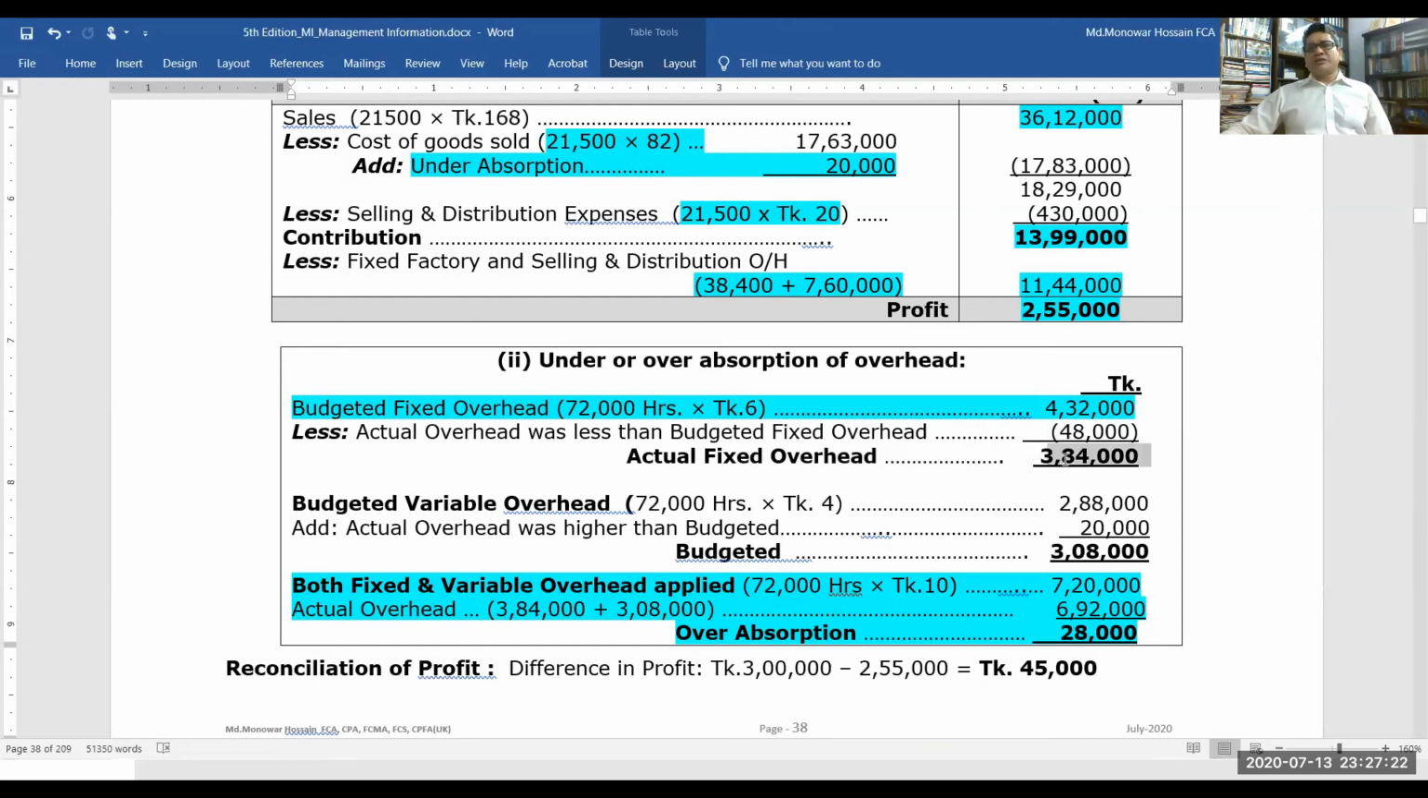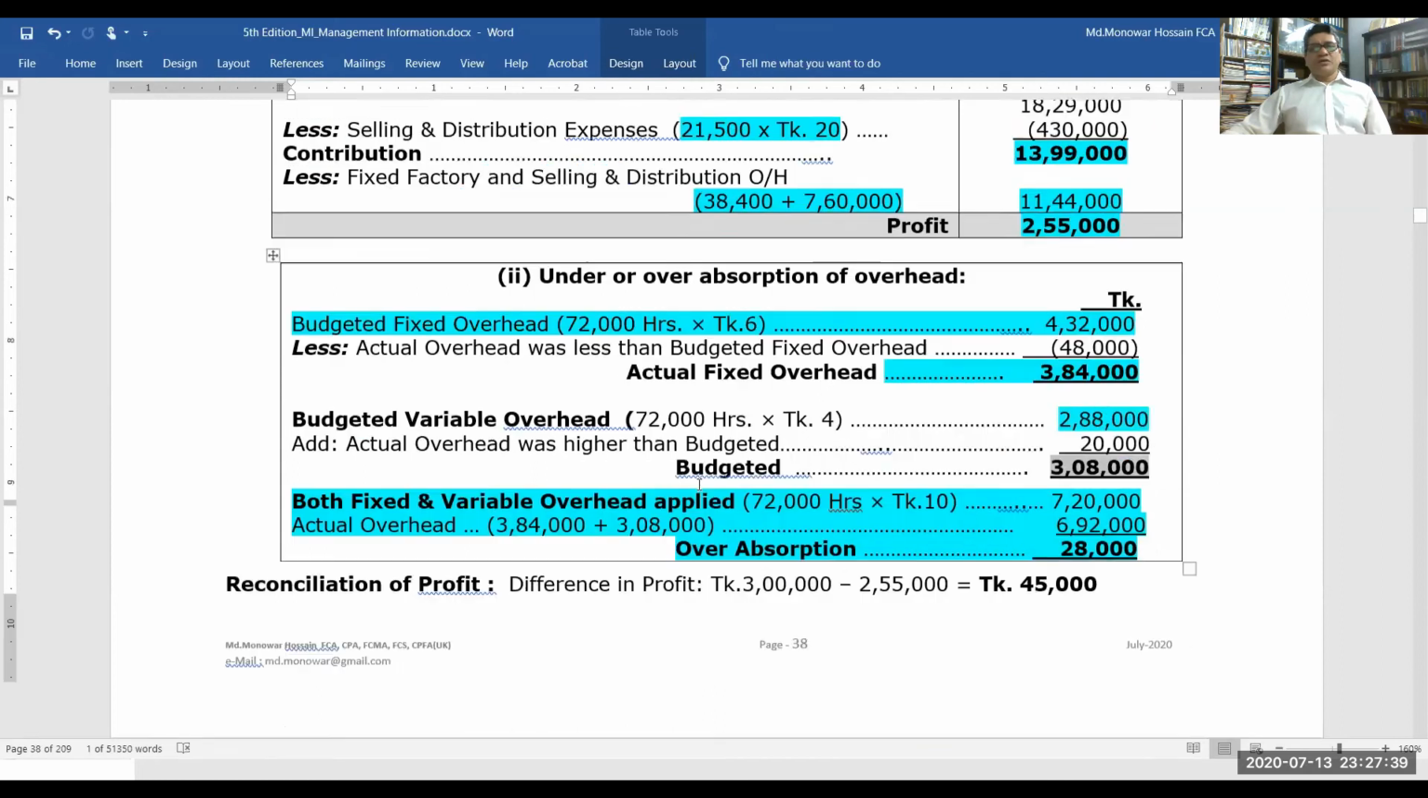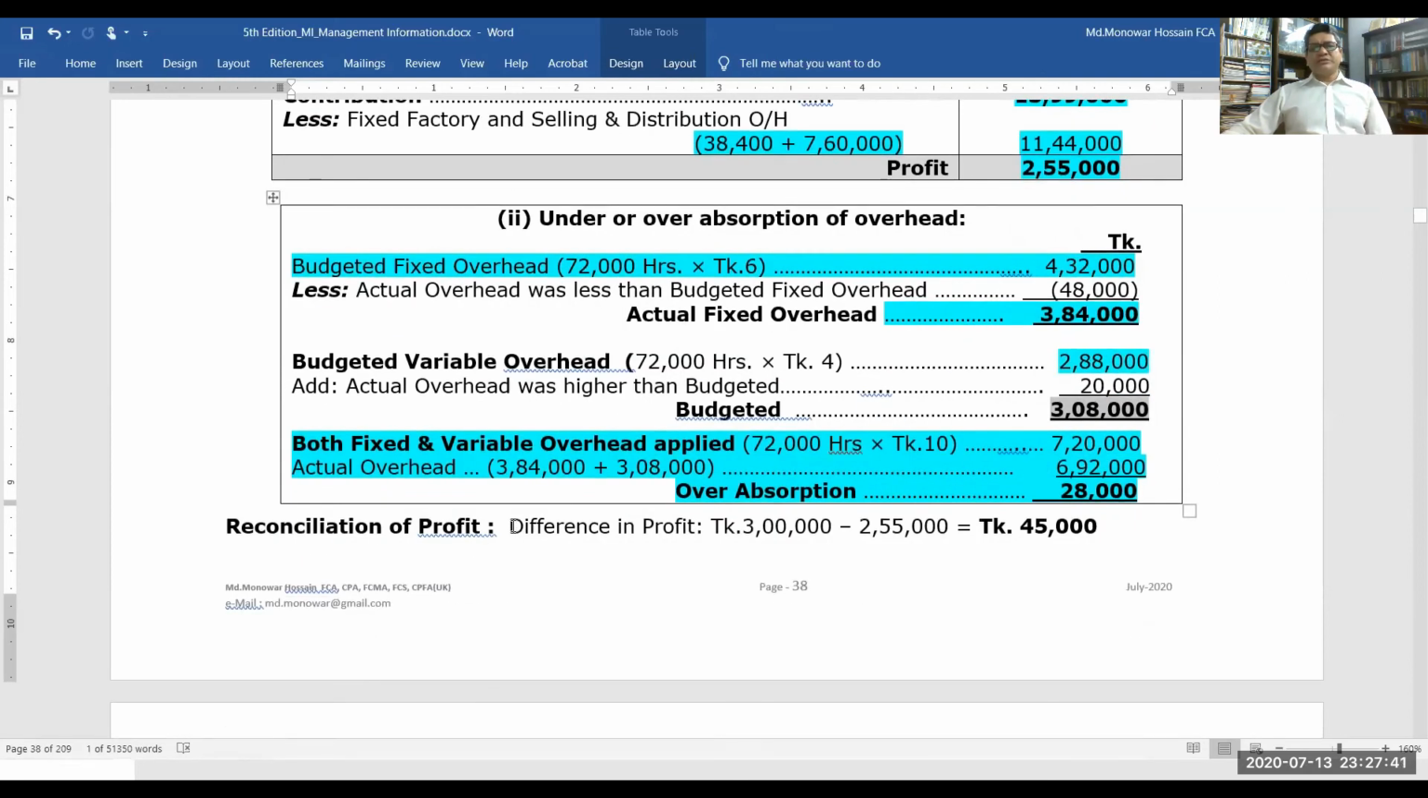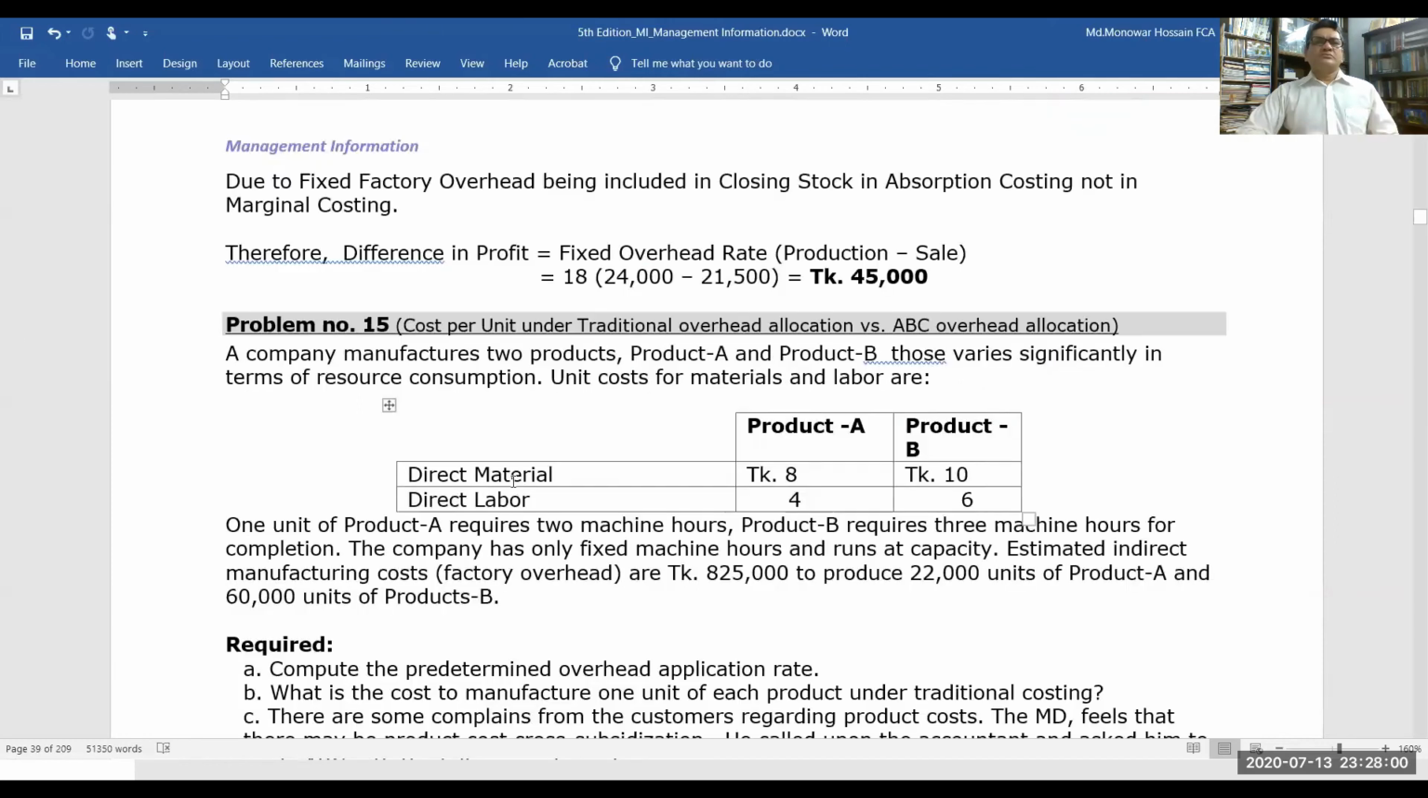So actual fixed overhead 3,84,000, and budgeted variable overhead 2,88,000. If we subtract, the actual overhead was higher than the budget by 20,000 as per the question. So budgeted would be 3,08,000. So reconciliation of the profit: difference in profit, 3 lakh minus 2,55,000, so the difference is 45,000.